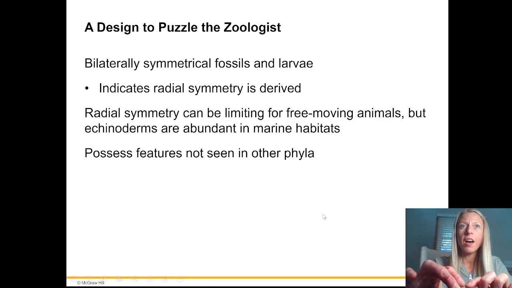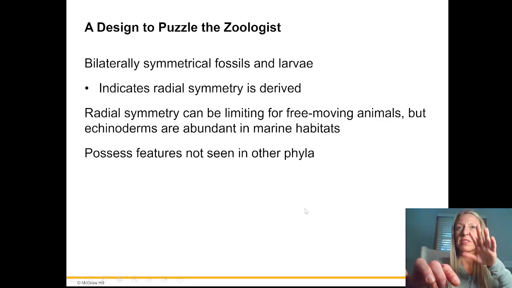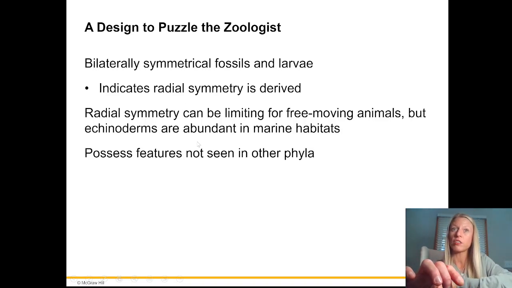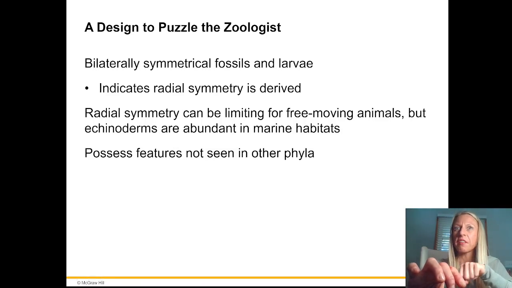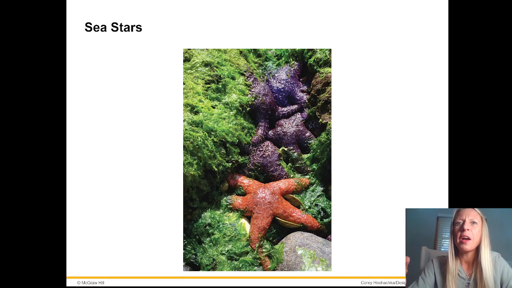So when we talk about symmetry, it can be confusing, as we know. And the echinoderms make that interesting for us because, while we have bilaterally symmetrical fossils and larvae, this indicates that radial symmetry is a derived character, but can be limiting for free-moving animals. But echinoderms possess features not seen in other phyla. So they're interesting here.